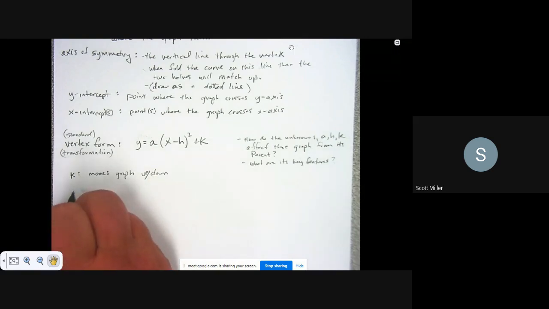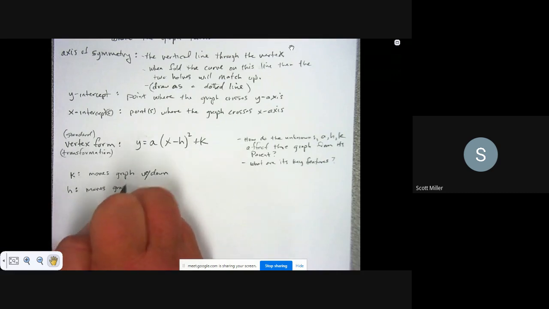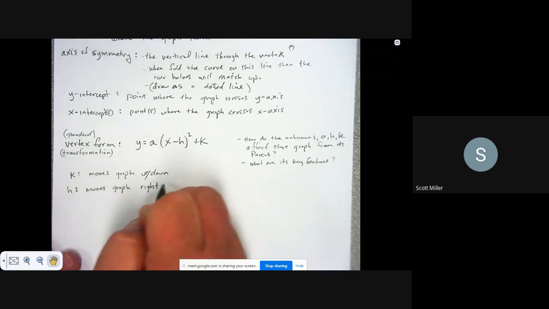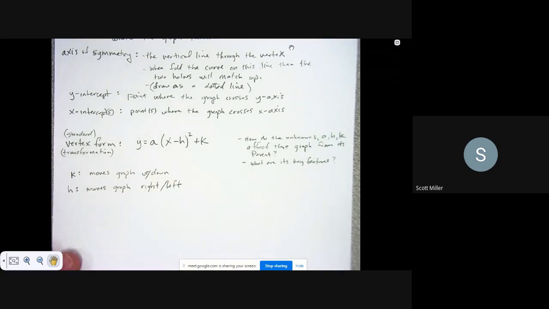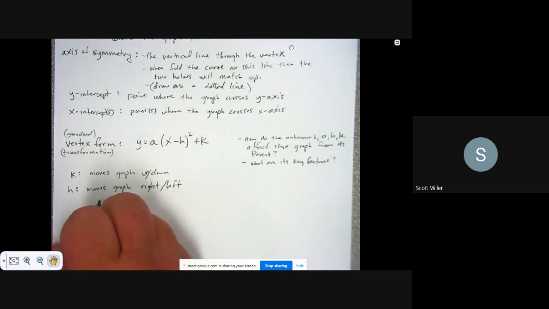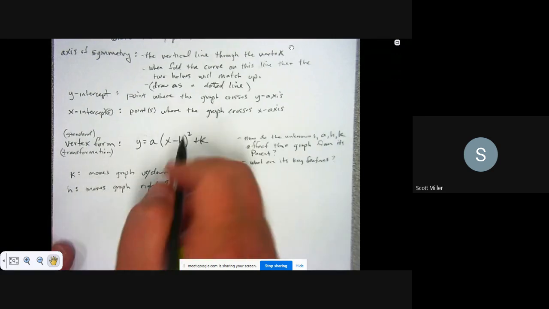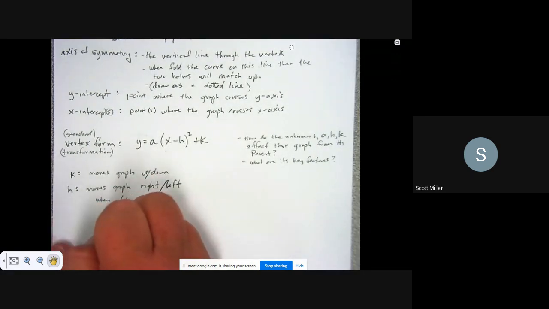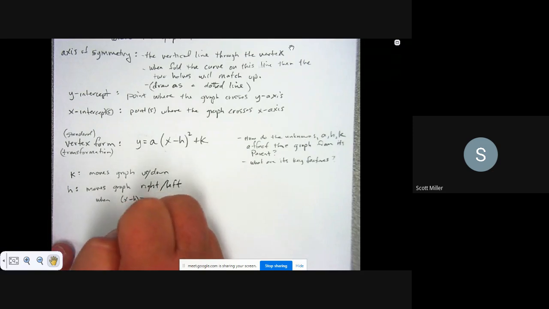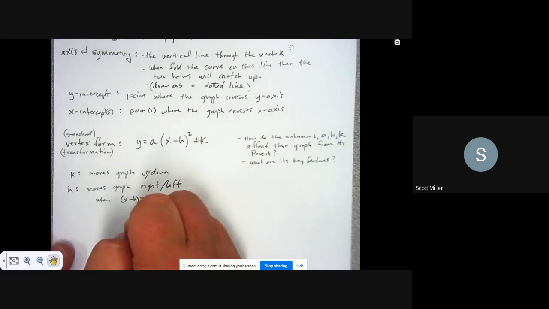What does the h number do? The h number moves the graph right and left. Well, how do I know which way? Here's how you can tell. What you want to do is take whatever's in the parentheses, set x minus h equal to 0, and solve it. You're going to get x equals a number.